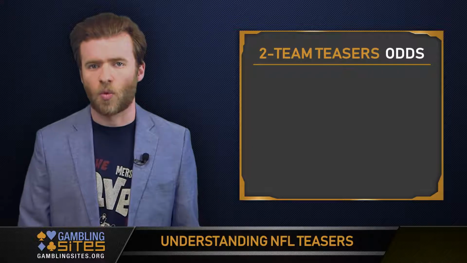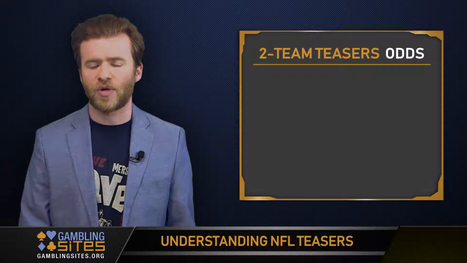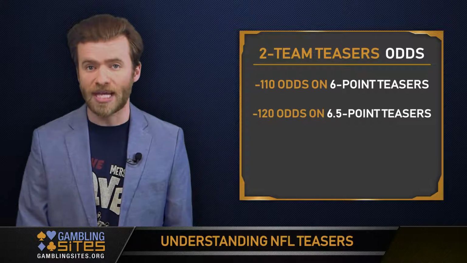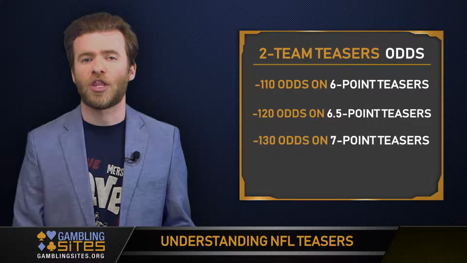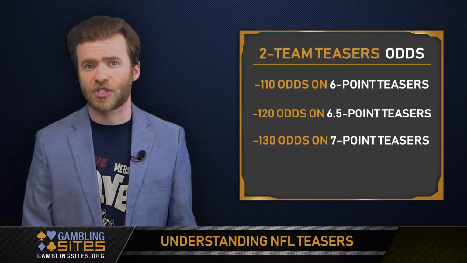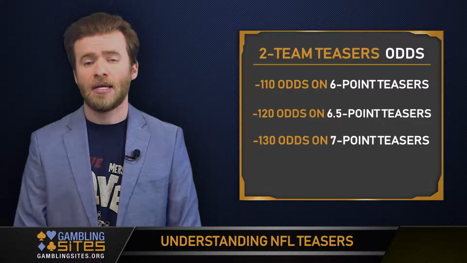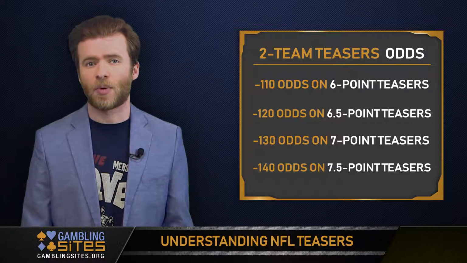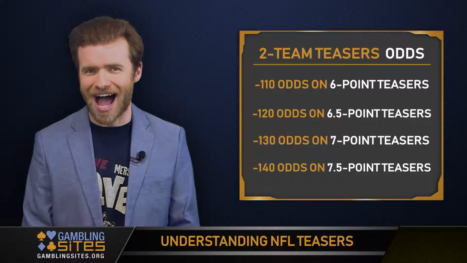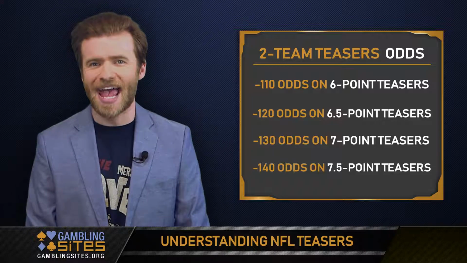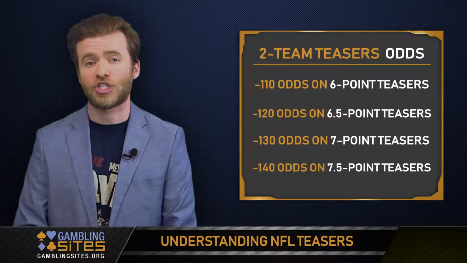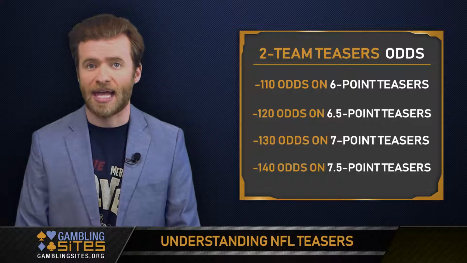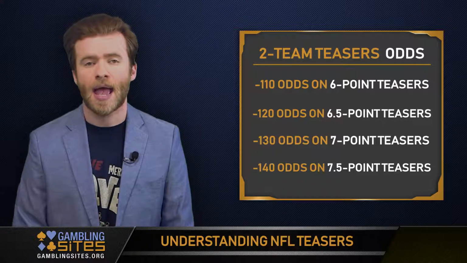For two-team teasers like the one we just discussed, you'll typically find three different levels of odds available. Minus 110 odds on a 6-point teaser, minus 120 odds on a 6.5-point teaser, and minus 130 odds on a 7-point teaser. The more points the spread moves in your favor, the lower your potential payout. Some bookmakers will even offer 7.5-point teasers at minus 140 odds. Unlike with standard parlays, adding additional teams to teasers may not always just mean larger payouts. Instead, you may end up being given more points for each team added. For example, one site offers a 3-team 10-point teaser at minus 110 and 4-team 13-point teasers at minus 120.